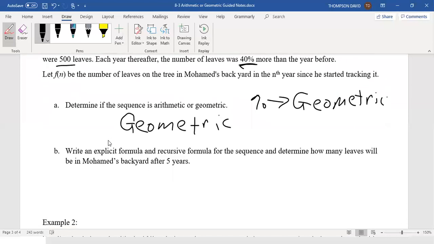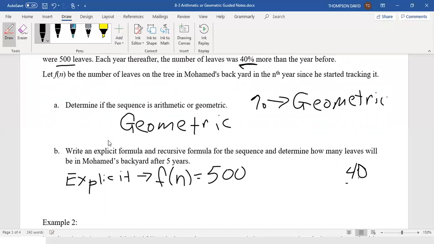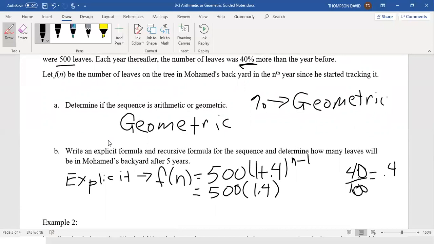Write an explicit formula and recursive formula for the sequence to determine how many leaves will be in Muhammad's backyard after 5 years. So let's first write the explicit formula. That would be f of n equals, the starting amount will be 500. The common ratio is going to be, first we have to convert that percent to a decimal. So that would be 40 divided by 100, which gives me 0.4. So it'd be 1 plus 0.4, to the n minus 1, which simply reduces to 500 times 1.4 to the n minus 1.